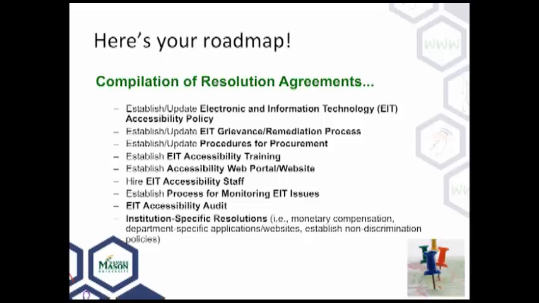There should be broad EIT accessibility training on your campus. Stakeholders should be involved. Academic units should be involved. Deans, directors, those people who make broad and wide-reaching decisions on your campus should be involved.